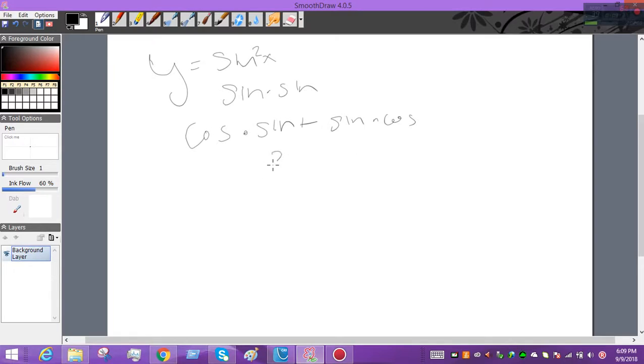And what this gives you is 2 sine cosine, which, if you know your trig identities, or, are those called trig identities? I don't know. I know that 1 equals sine squared plus cosine squared is a trig identity, but I don't know if this counts as one. But that also equals sine of 2x. You can expand sine of 2x into 2 sine of x times cosine of x. So that would be how you do that one.